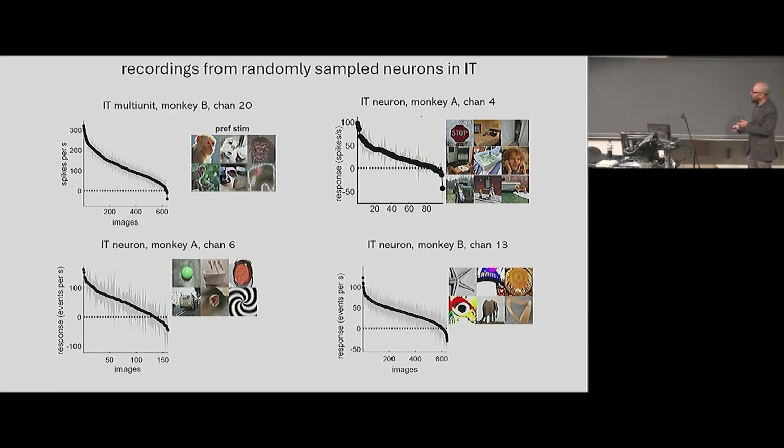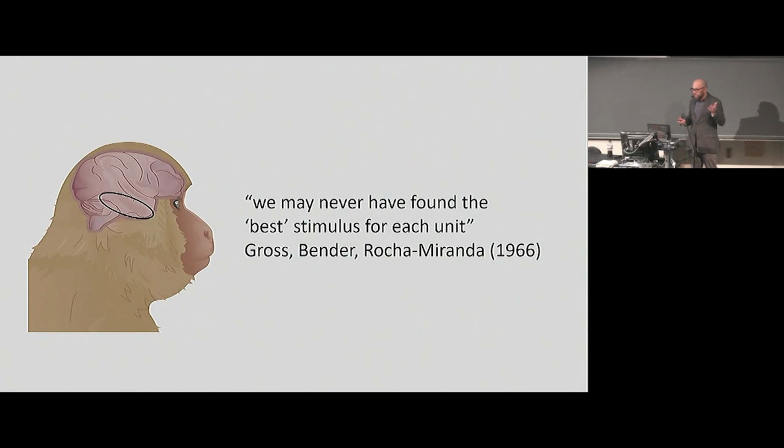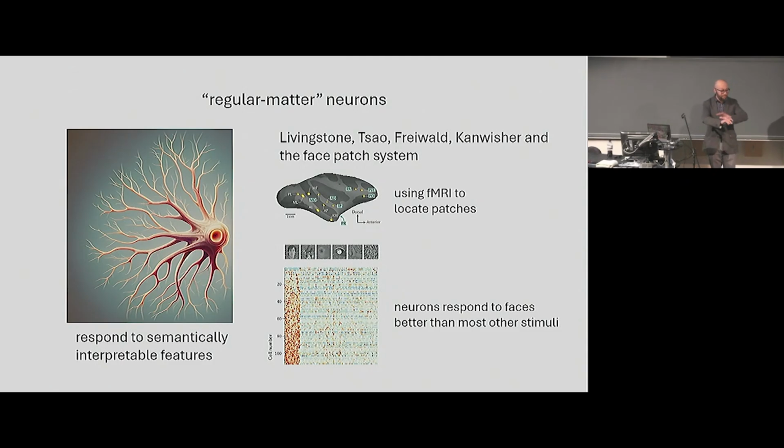A place neuron, I don't know. But then these ones, and at this point, I just have to throw up my hands and say, I have no idea what these neurons are encoding. Perhaps they are part of some kind of distributed code. Charlie Gross also said, perhaps we never found the best stimulus for each one of these units. Here's the problem. Most of the neurons that you will encounter in the brain are like this. I like to think of these neurons as the dark matter of visual cortex because, A, most neurons, like dark matter in the universe, really make up most of the neurons, especially in frontotemporal cortex.